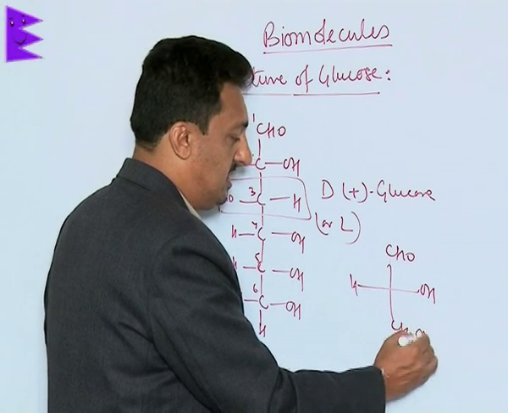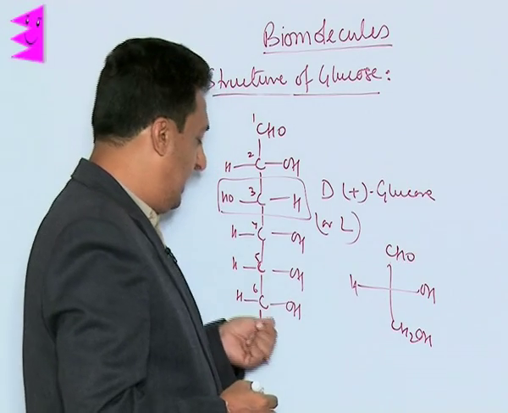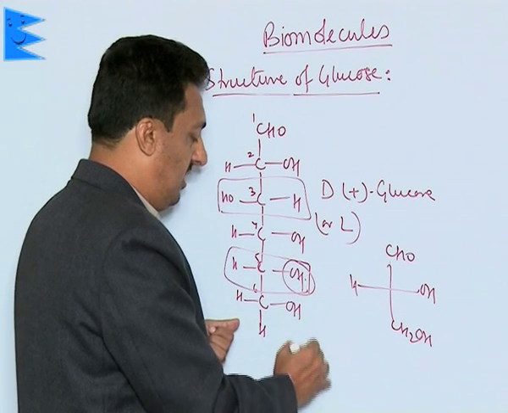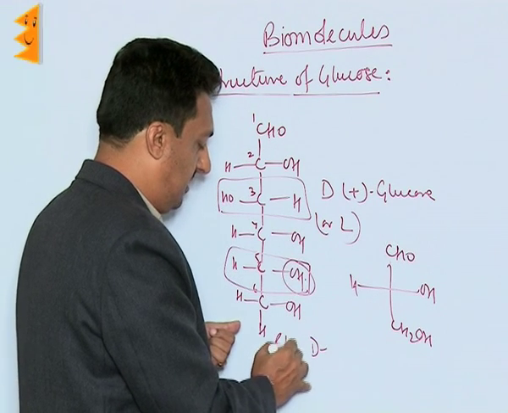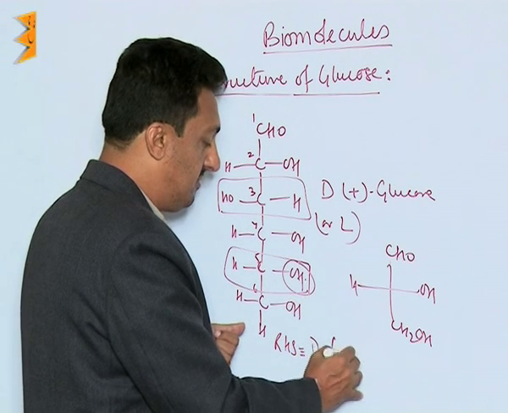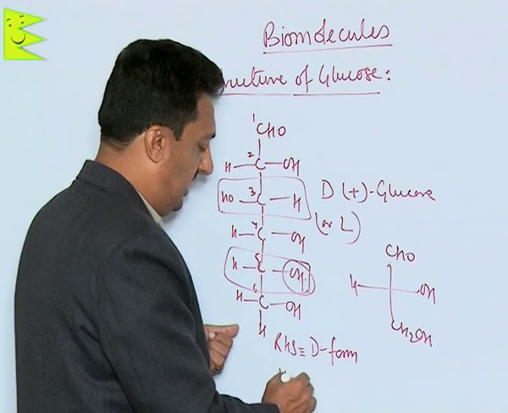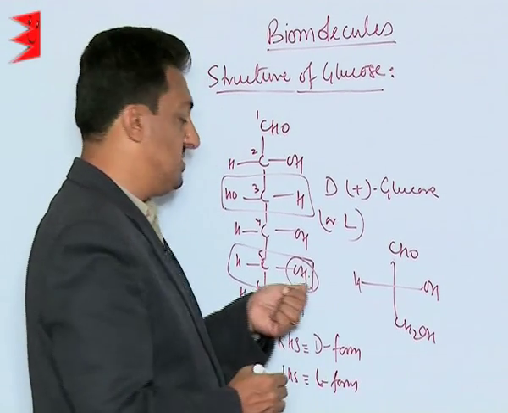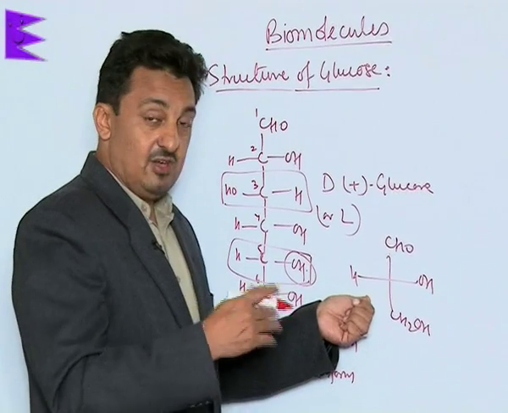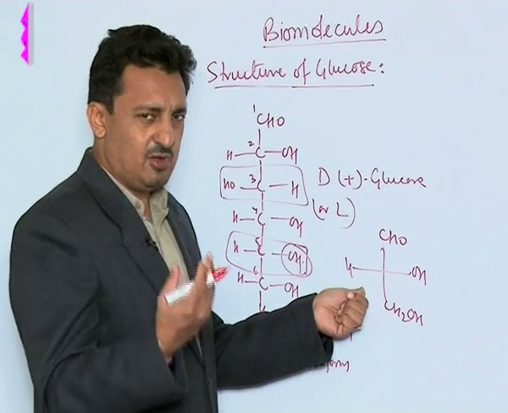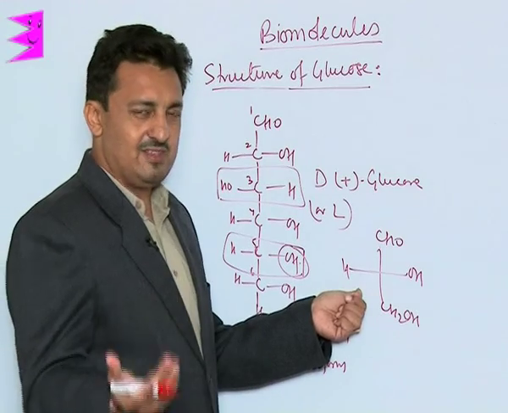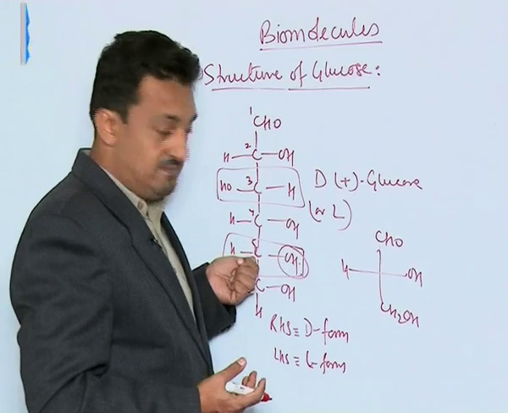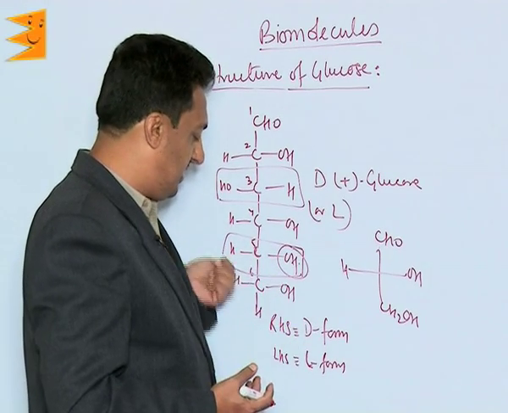In this relative configuration, if the second last carbon has its OH group on the right hand side, it's called the D form, and if it is on the left hand side, it is called the L form. So what we have here is the D form. These relative configurations are mainly used for carbohydrates and amino acids. In amino acids, we see the NH2 group. In this case, we see the OH group of the second last carbon atom. If it is on the right hand side, it's called D form. If on the left side, it's called L form.